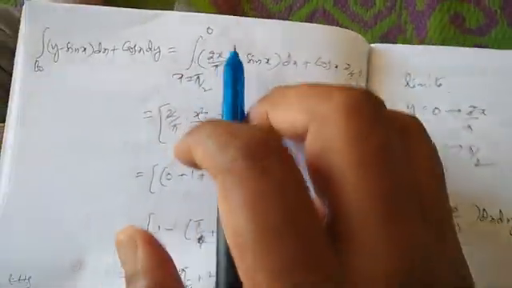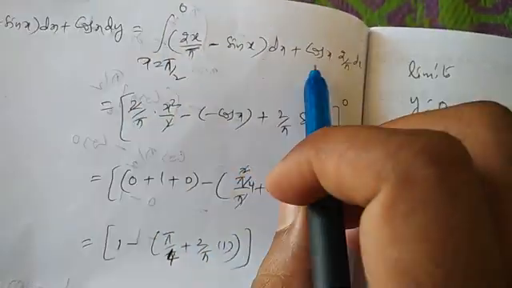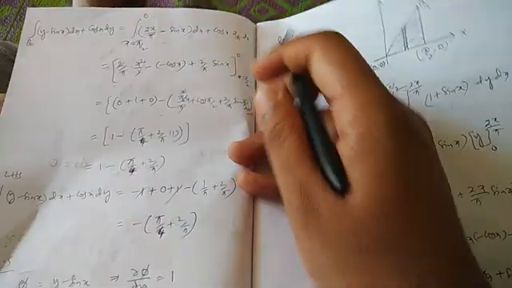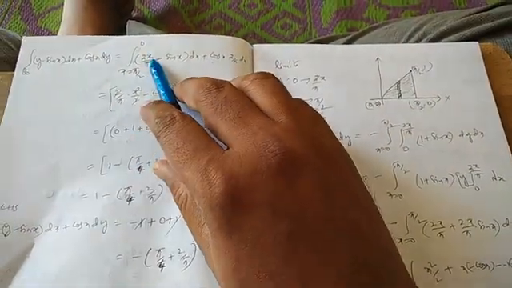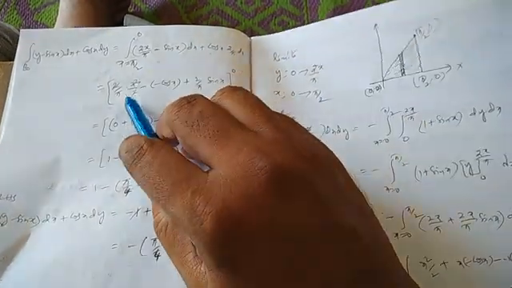Now substitute the y value in terms of x: (2x/pi - sin x) dx plus cos x dy. Here dy is 2/pi dx. Now take dx common: (2x/pi - sin x + cos x)/pi... that is, 2x/pi minus sin x plus cos x. Now integrate with respect to x.